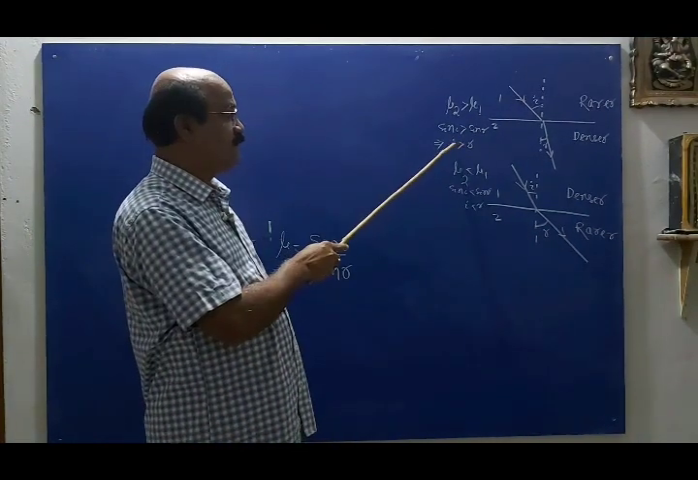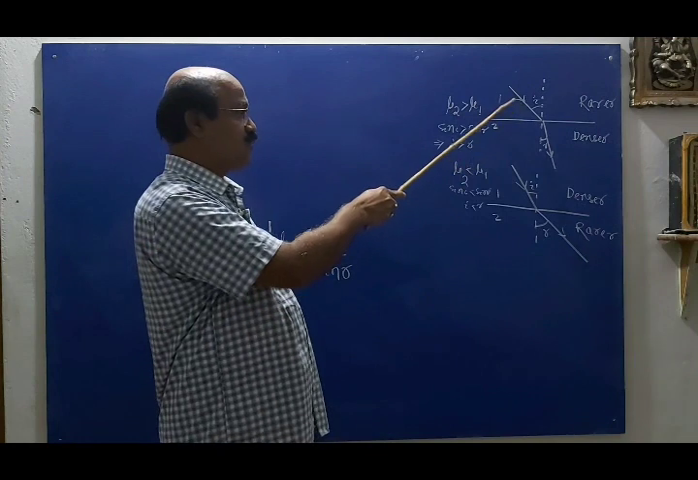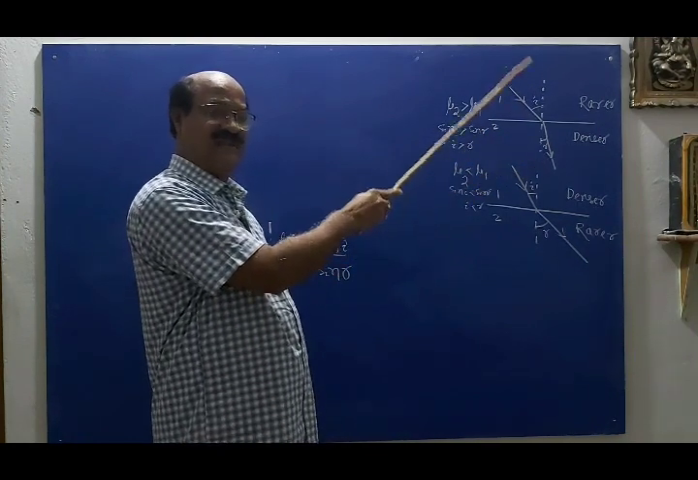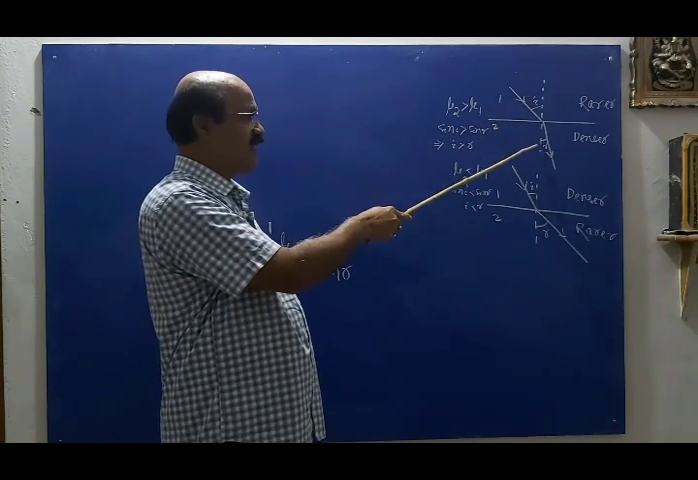So we see that angle of incidence is greater than angle of refraction. So when a ray of light travels from rarer to denser medium, there is a change in the path of light and angle of incidence is greater than angle of refraction.